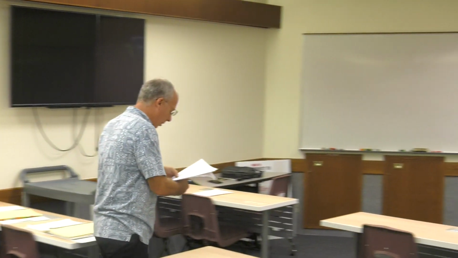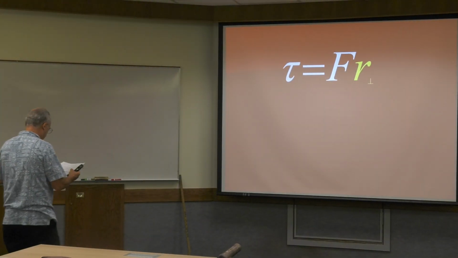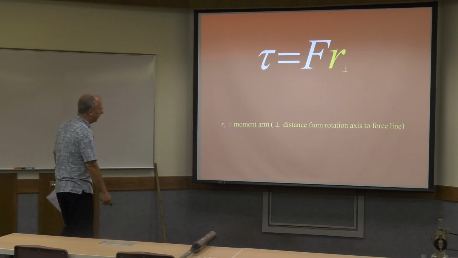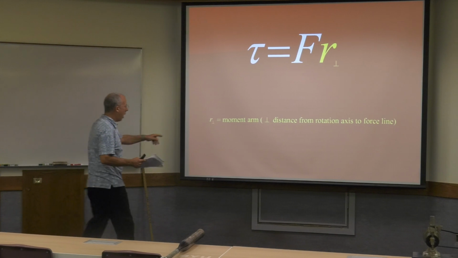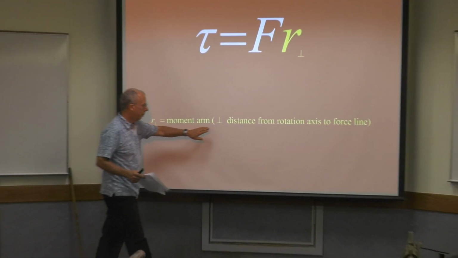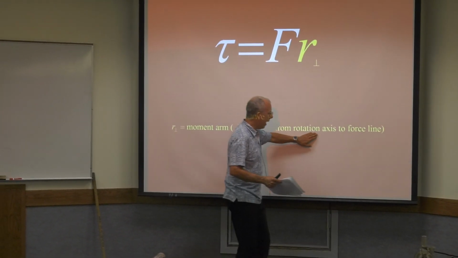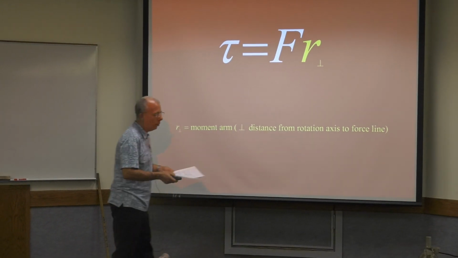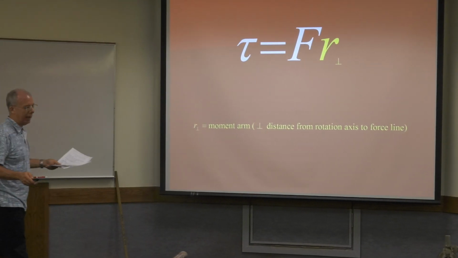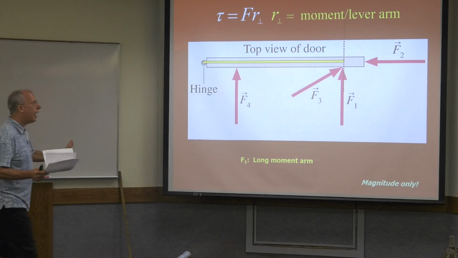Okay, now let's get some demos here. So here it is. R perp, moment arm or lever arm, is the perpendicular distance from the rotation axis to where you apply the force. I call it the force line. You'll see in a minute. So this is how you do it.